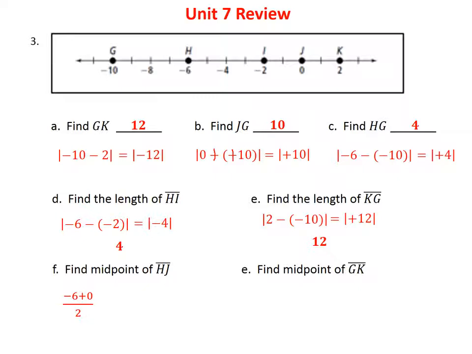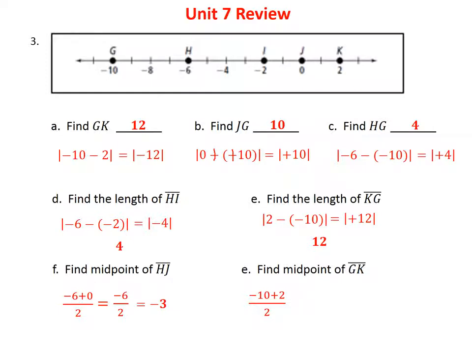H and G, here we're finding the midpoint. Well, to find the midpoint between 2 points, we simply add them together and divide by 2. It's kind of like finding the average. So minus 6 plus 0 is minus 6, and so minus 6 divided by 2 is negative 3. And if you look up on your number line and find H and J, you'll see if you tried to find what's the middle, minus 3 is the middle.